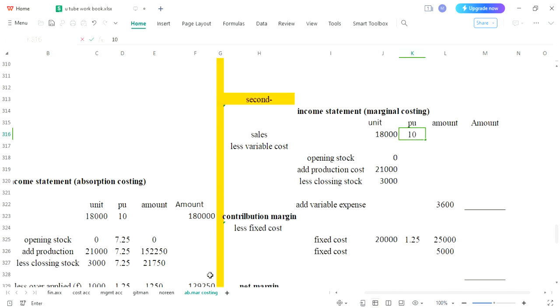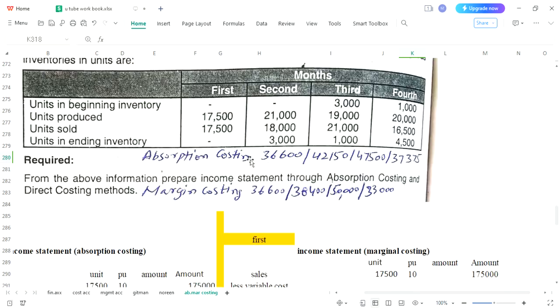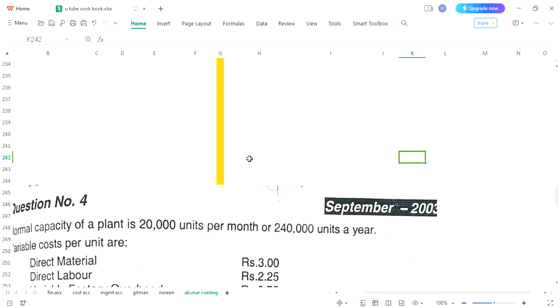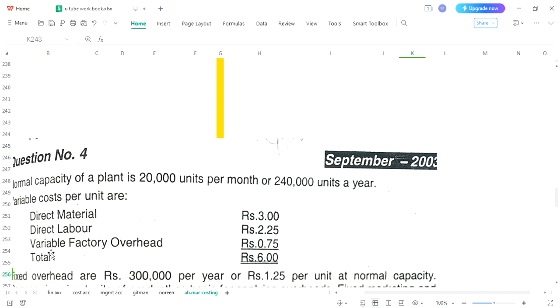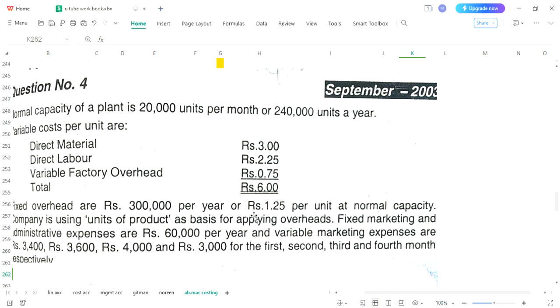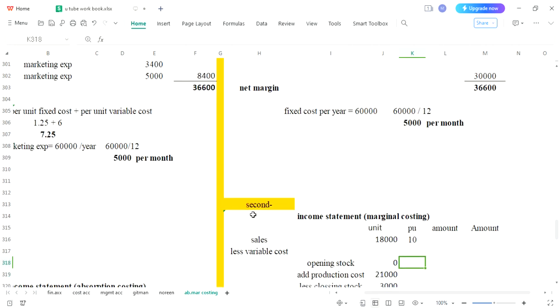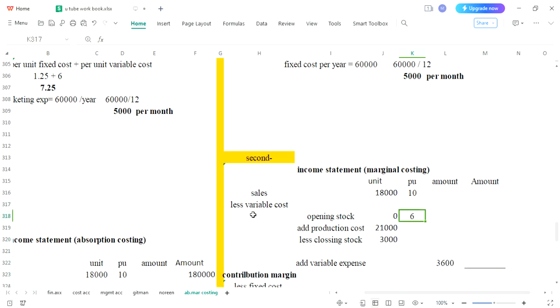It is completed. Now for variable cost we need to put the per unit variable cost, which is mentioned over here. Variable cost and total per unit cost is 6. So put 6 in front of opening stock, and you have a complete understanding. Per unit cost of opening stock would be similar to per unit cost of production and closing stock. The per unit section has also been completed.